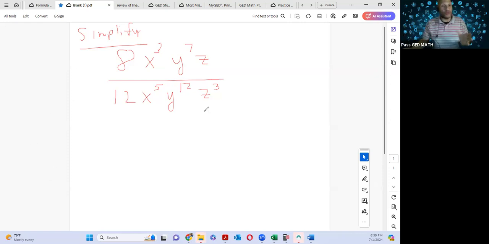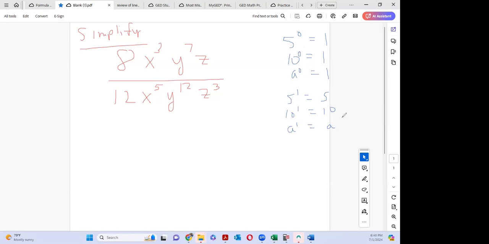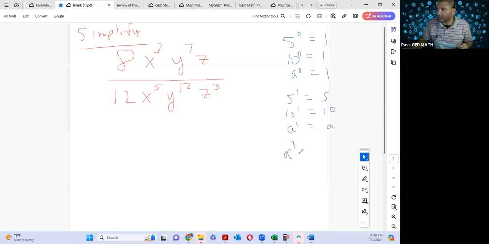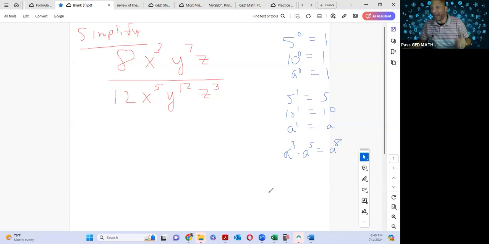So first of all, let me review the exponent rules very quickly. Anything to the 0 power is 1. I don't care what it is, 8 to the 0, 10 to the 0. That's your first exponent rule. Your second exponent rule is anything to the first power is the base. Your third exponent rule is if you're multiplying exponents with the same base, you add the exponents. So 8 to the third times 8 to the fifth is 8 to the 8th. If you're dividing exponents with the same base, you subtract the exponents, top minus bottom.